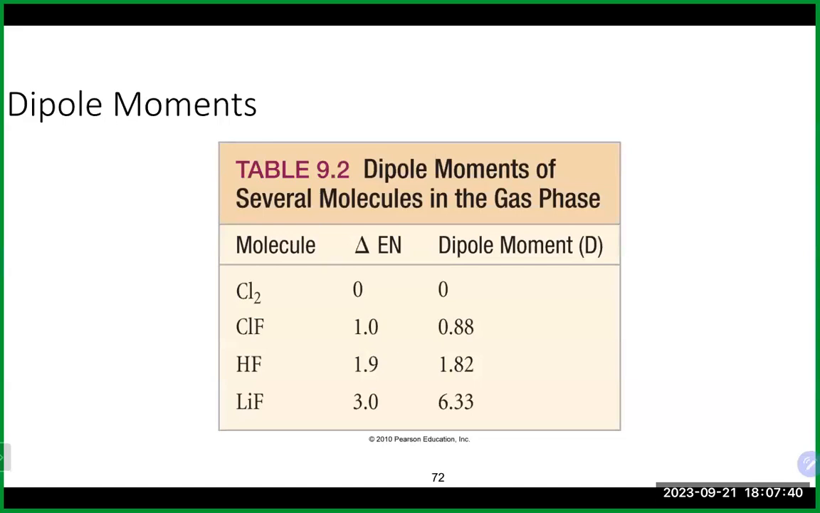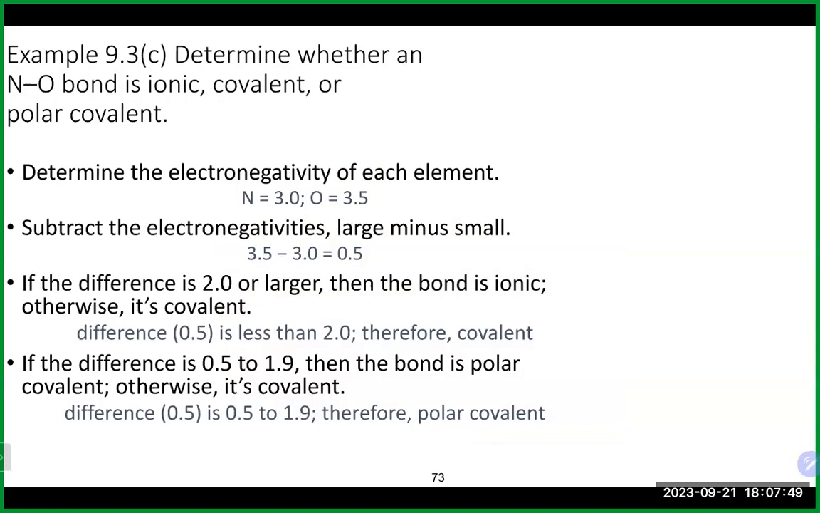And there, as you can see, we definitely have dipole moment, and we have an extreme dipole moment because we have electrons being transferred there in our ionic bond. All right. So I think we did some of those.